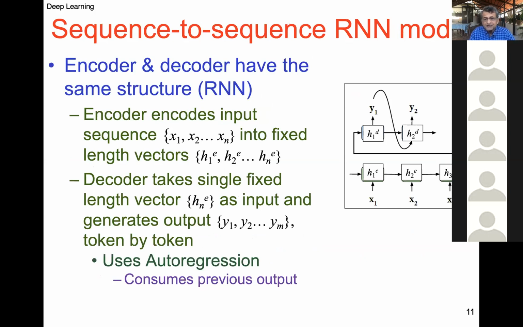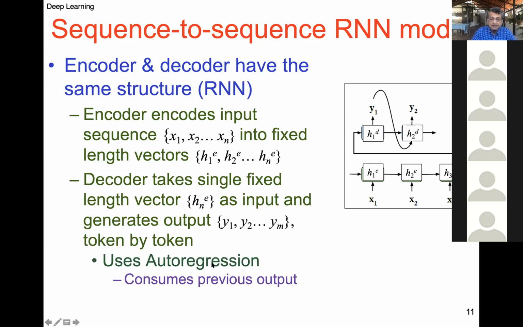This slide again gives the same thing and reinforces the notation, sequence to sequence RNN. We have an encoder and a decoder. The encoder encodes the input sequence into fixed length vectors, and the decoder takes a single fixed length vector as input and generates the output. The main point of this particular slide is the word autoregression. So we say that this encoder-decoder uses autoregression.